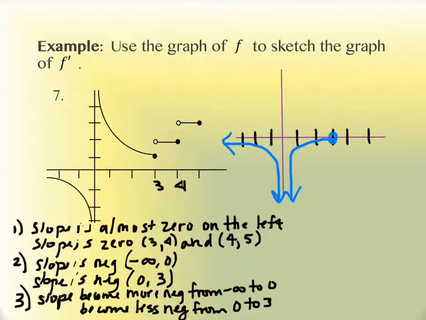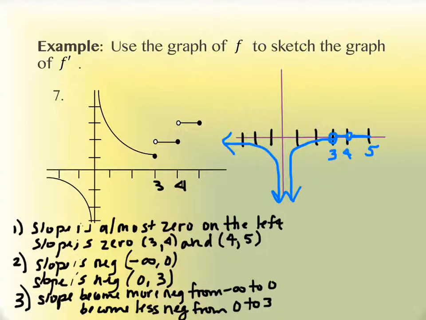Now from 3 to 4, alright, so from 3 to 4, we're along the x-axis because the slope is 0. At 4 itself, the slope doesn't exist, right? The derivative doesn't exist. And then from 4 to 5, again, we're along the x-axis from 4 to 5.